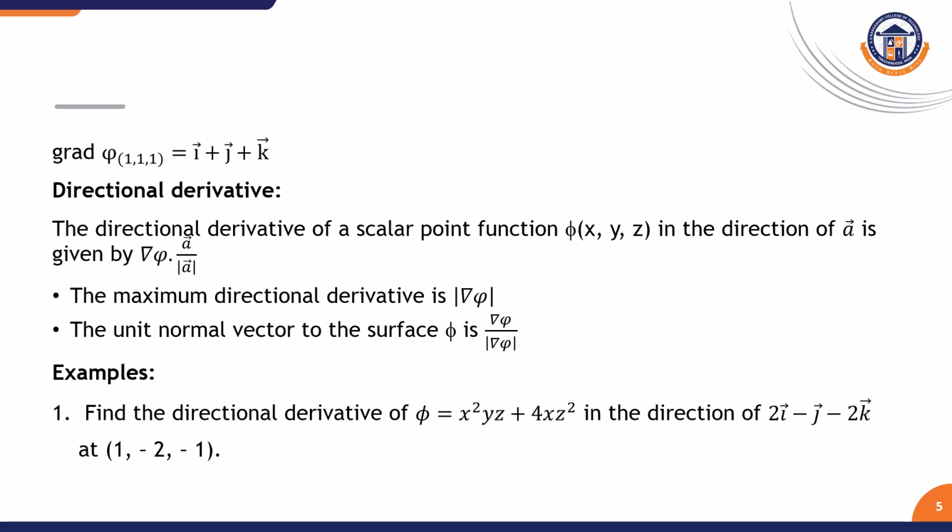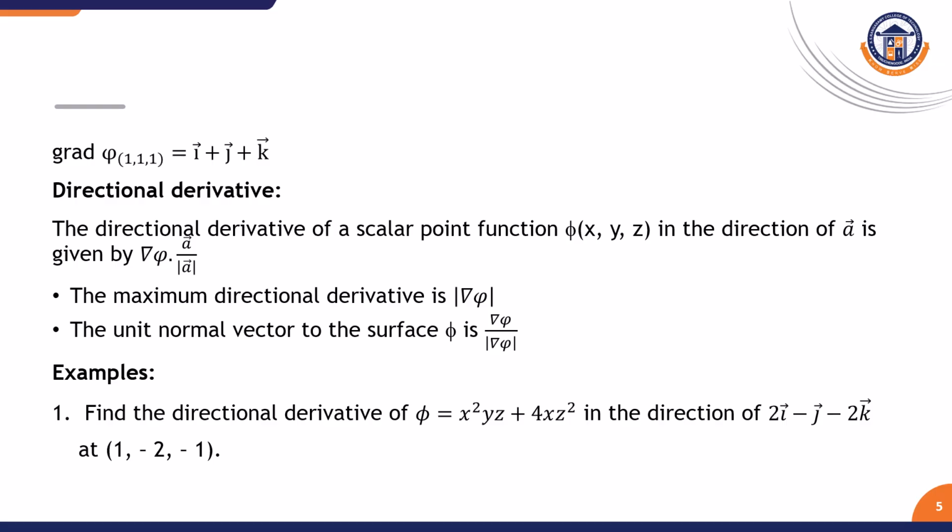Next we move to the directional derivative. Its formula: the directional derivative of a scalar point function in the direction of a vector a is del phi dot a vector by modulus a vector. Then the maximum directional derivative is modulus del phi. Actually, a vector by modulus a vector is a unit vector in the direction, but the unit normal vector to the surface is del phi by modulus del phi.